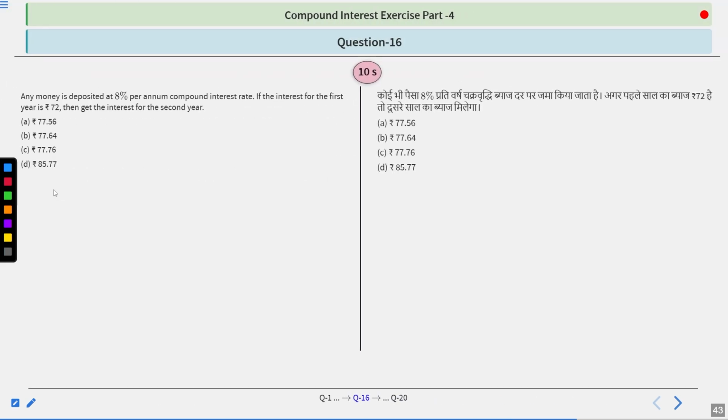Next, any money is deposited at 8% per annum compound interest rate. If the interest for the first year is rupees 72, then get the interest for the second year. And the options are: option A, rupees 77.56, option B is rupees 77.64, option C is rupees 77.76, and option D is rupees 85.77.